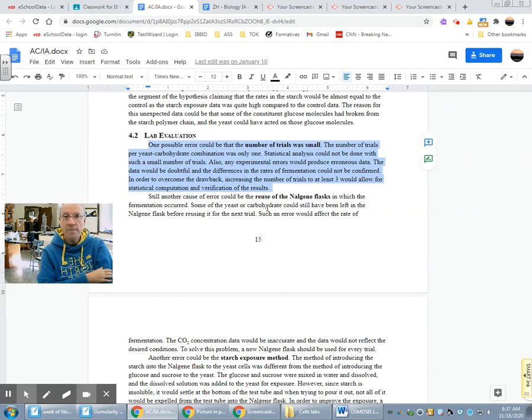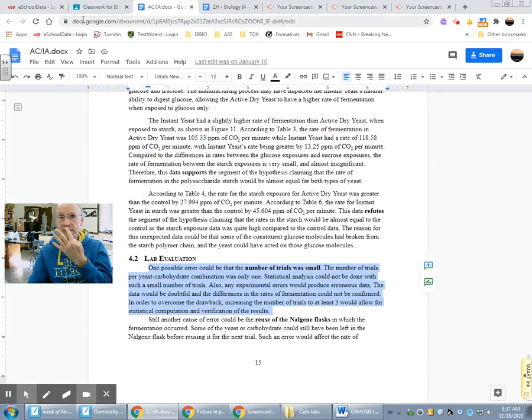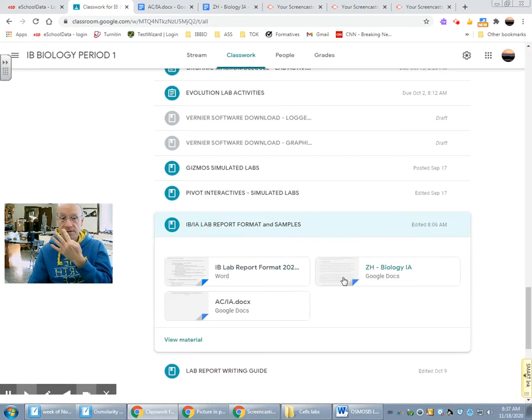So in this lab, one possible error could be the number of trials was small. Number of trials per yeast carbohydrate. So he's going to go on, or she, and talk about the number of trials, how that affected the data, and what that person can do in the end to overcome that, probably add more trials. So you'll notice in lab, boys and girls, for IB, you're required to do at least 4 evaluative points. Whichever lab you choose, be it this one, here are the 2 choices here.